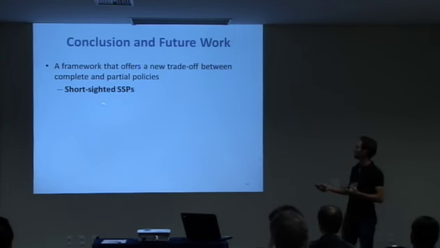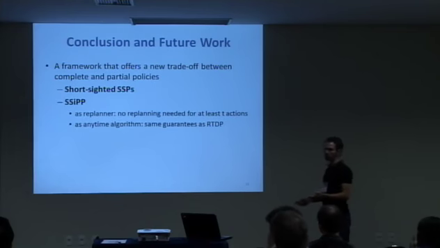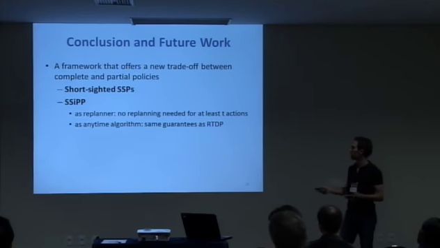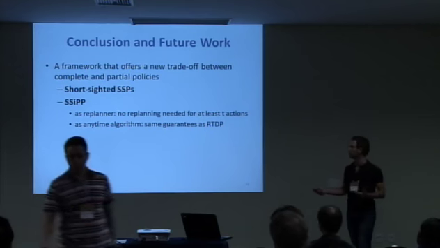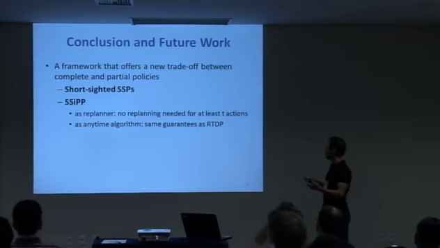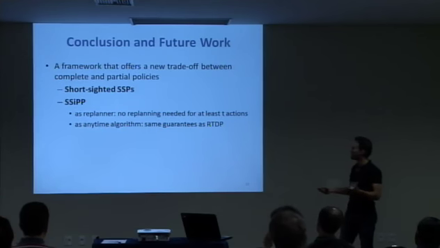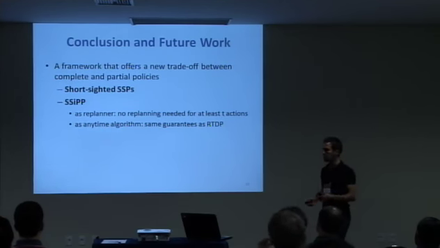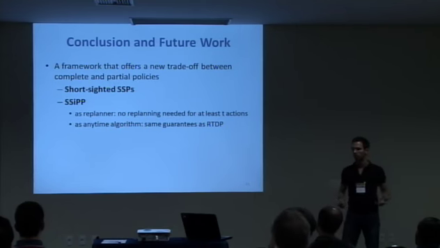To do that, I introduce short-sighted SSPs and SSIPP, this new planning algorithm that you can use in two flavors. SSIPP as a replanner, where we can give you the guarantee that no replanning is needed for at least the actions. And then you can use it as an anytime algorithm that has exactly the very same guarantees that RTDP gives you.